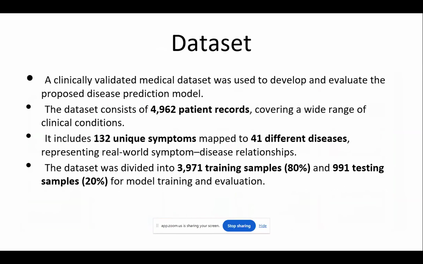The dataset consists of 4,962 patient records, 132 unique symptoms, and 41 diseases. The data was divided into 80% training and 20% testing parts. This split enables the reliable evaluation of the model's performance on unseen patient records.